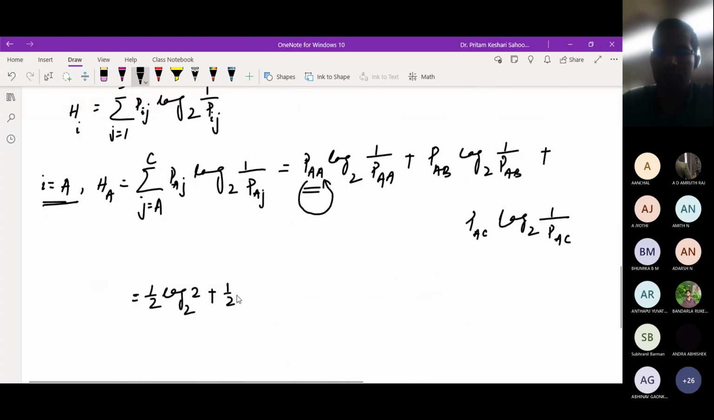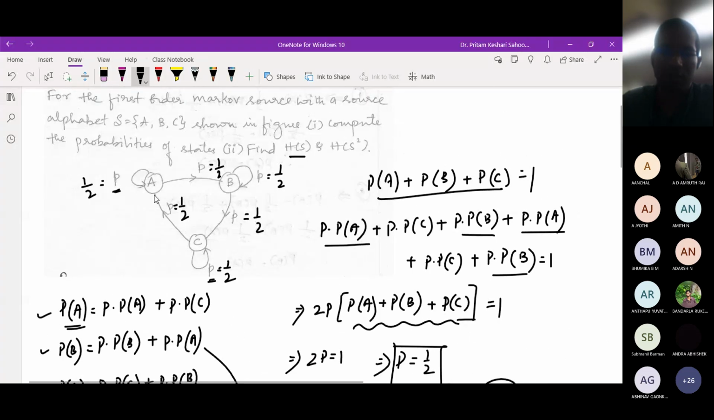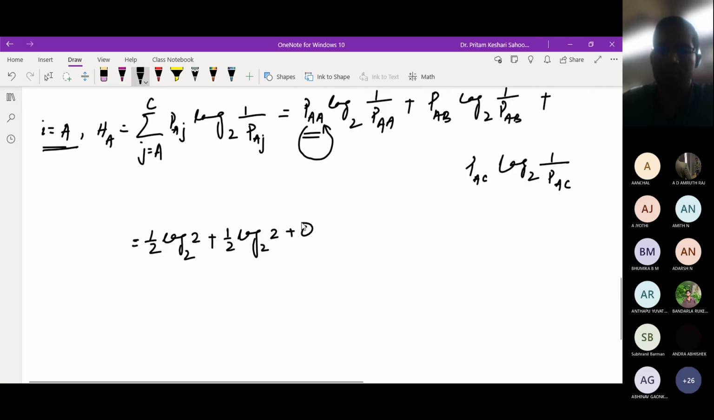So 1 by 2 log base 2, it will be 2 plus state A depends on state C. Now you see here, state A has no dependency on state C, rather state C depends on state A. So here, what is the probability that state A depends on state C? We can write it as 0. So this term will be 0, and 0 multiplied with anything will be 0.